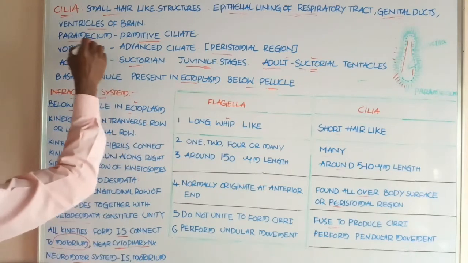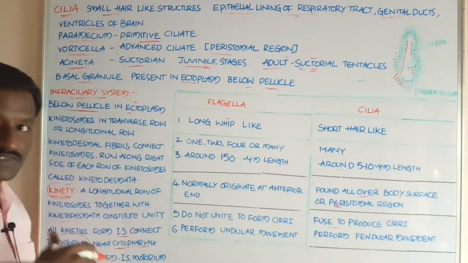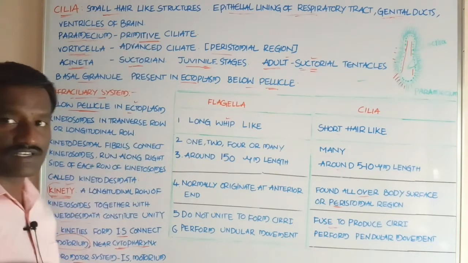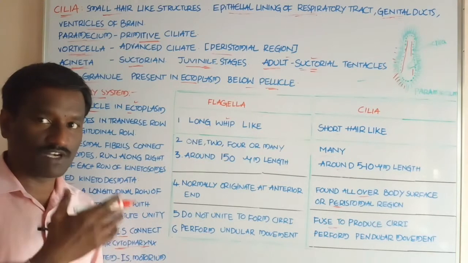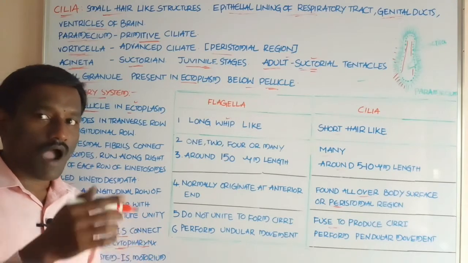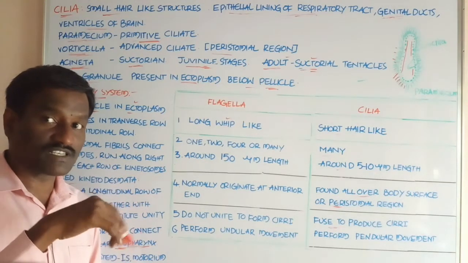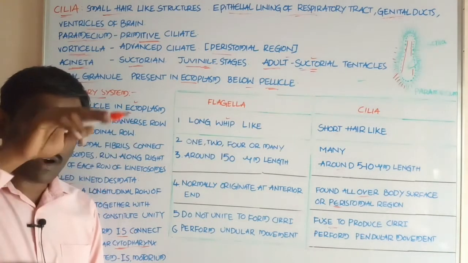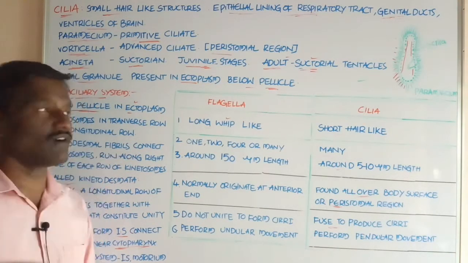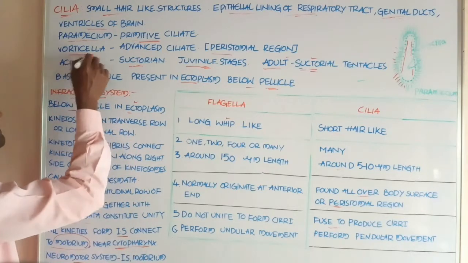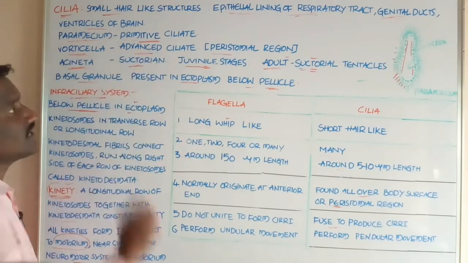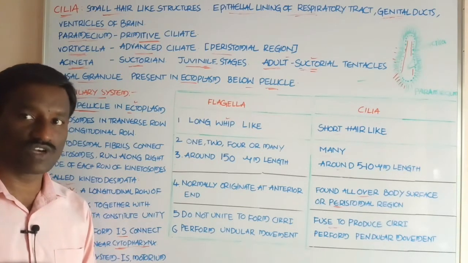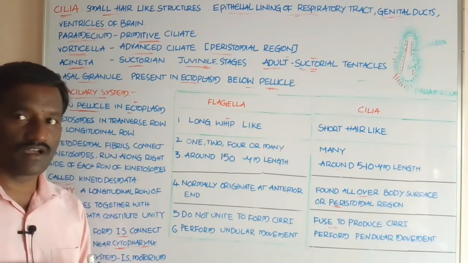Students, next, Paramecium, a ciliate protozoan. It is a primitive ciliate, the first ciliate. All over the body surface of Paramecium there are cilia; the entire body surface is covered with cilia. Next, Vorticella is the advanced ciliate, with the most developed characters.